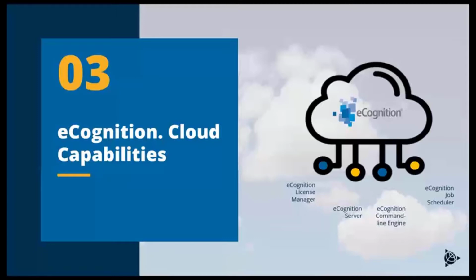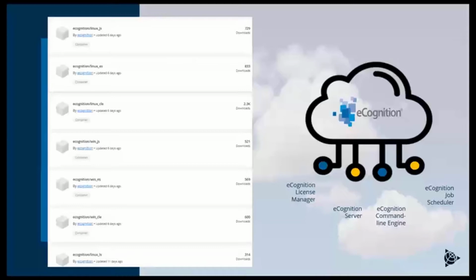And on the webpage of Docker Hub, we have 8 Docker images, 8 repositories that are available for download. There are 3 for Windows and 4 for Linux. So we have the Docker image with the suffix you can see on the slide, CLE. It's the command line engine. It is available for Windows and for Linux.